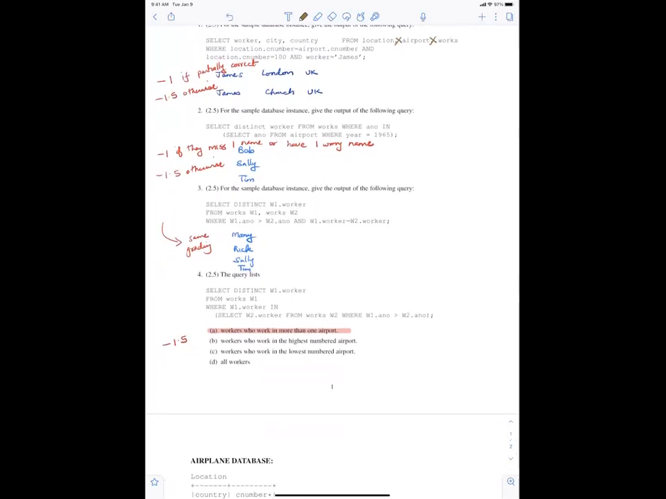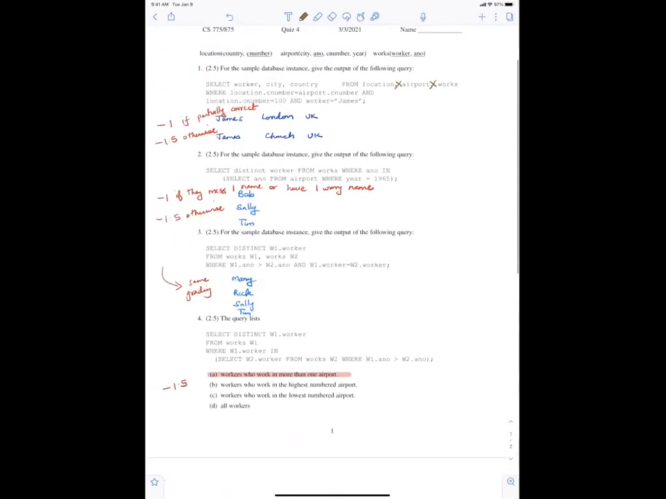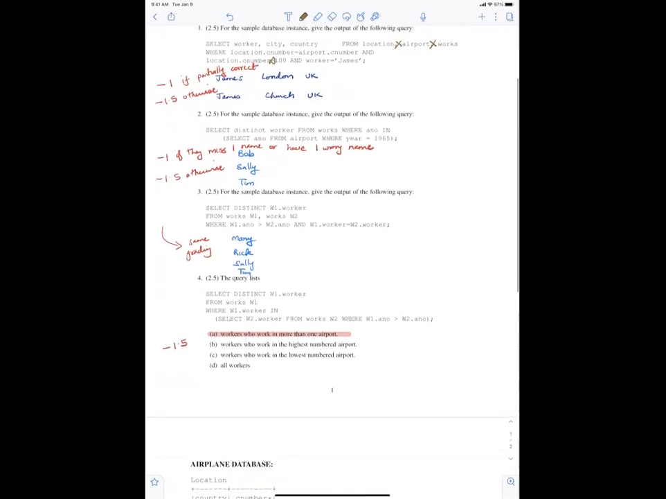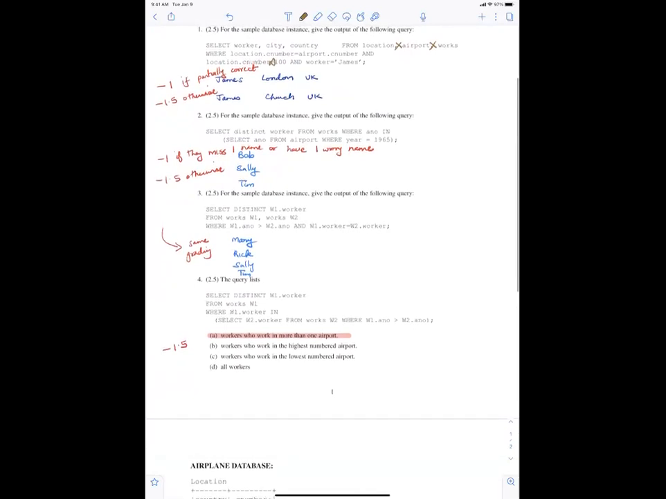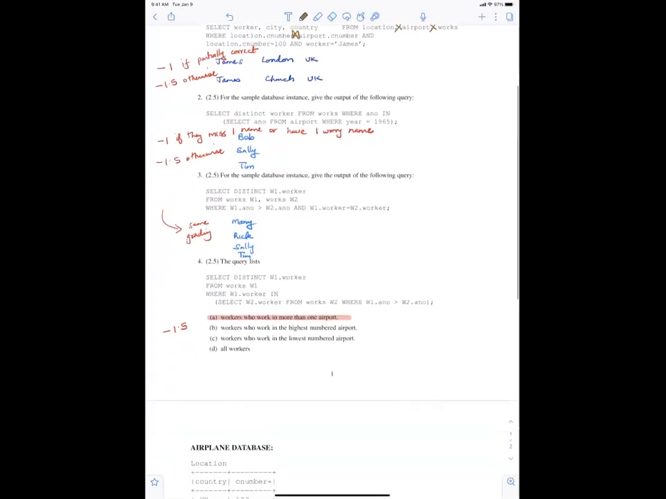It takes every row from this table. So we have one join condition out here. This is a join condition, location.c number. So you are joining... which one did I do? Oh, sorry, I did the wrong one. This one, sorry. Where location.c number is equal to airport.c number.